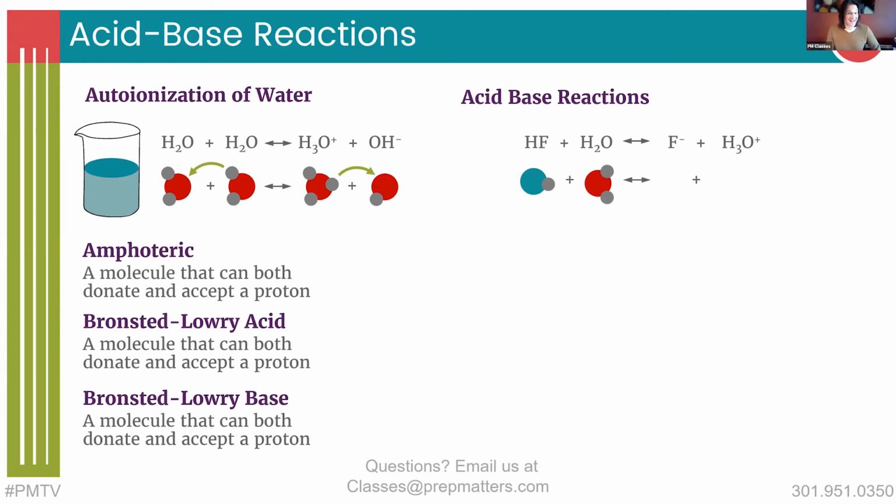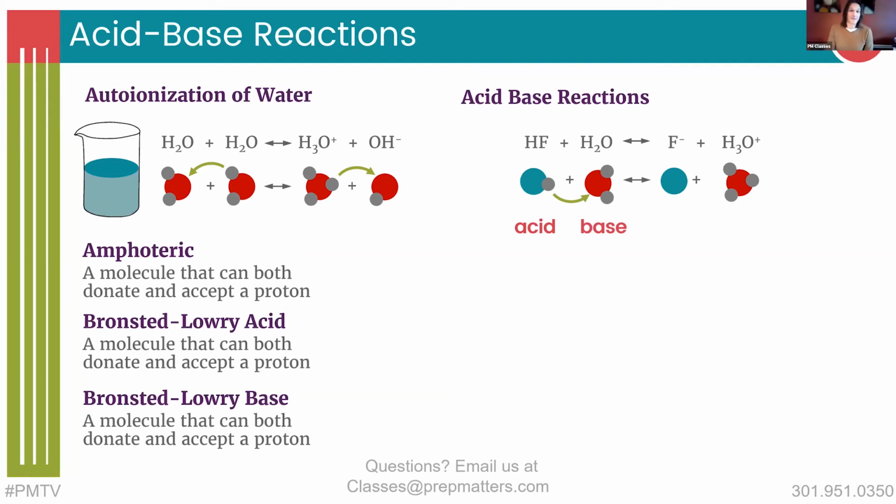Again, our HF is our acid, our proton donor. So it's simply going to donate that proton to the water molecule, which is acting as a base. That forms F minus and H3O plus. But again, this reaction can go backwards, right?